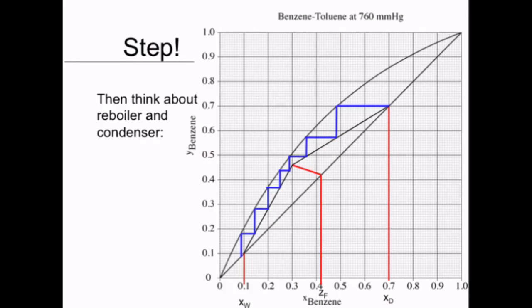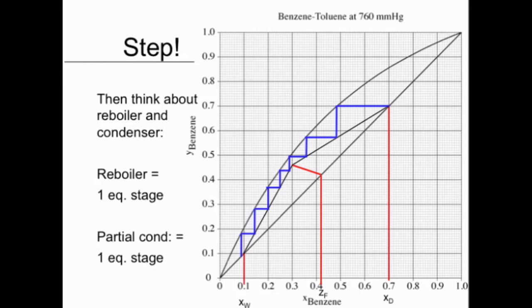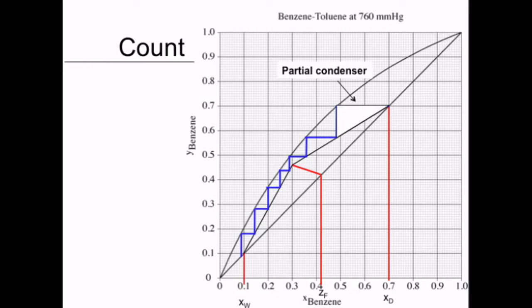Okay, time to think about the reboiler and the condenser. The reboiler is one equilibrium stage, and the partial condenser is also one equilibrium stage. So the top thing here is the partial condenser. And then we can count how many triangles we did. We did 1, 2, 3, 4, 5, 6, 7 almost.